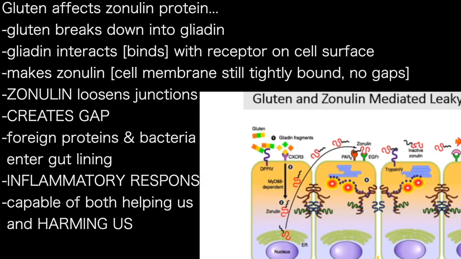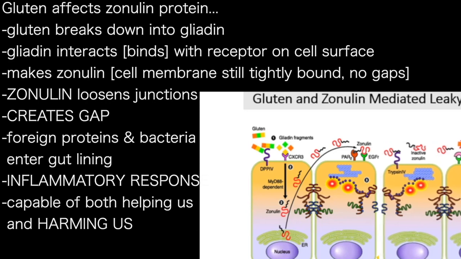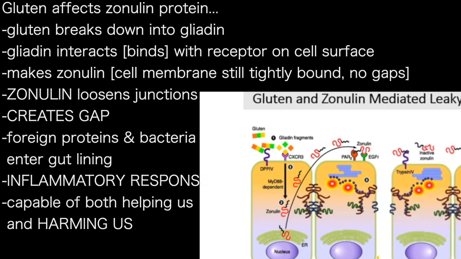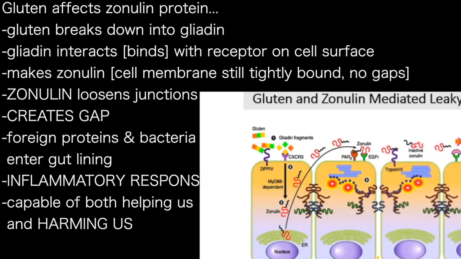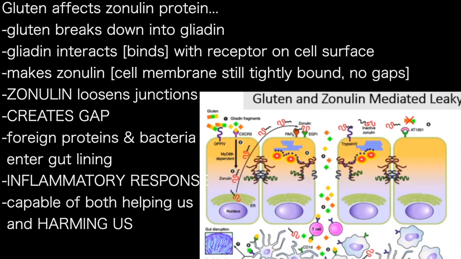So what zonulin does is that the lining of our cells is tightly bound together. In other words, there are no gaps in between them, and those are the tight junctions in here. Zonulin comes in and it works on these tight junctions and loosens them. So if you see here, zonulin is working and a gap is created. And when the gap is created, all these foreign proteins and bacteria migrate into the lining of our gut, and they create an inflammatory response.